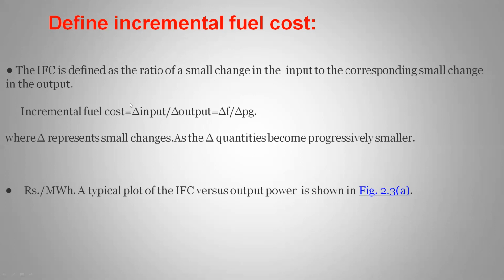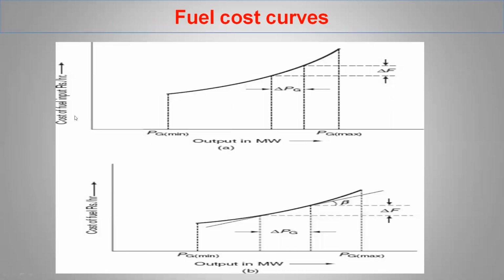What is the input in a thermal station? Fuel. Delta F by delta power generation. Output is power generation, input is fuel. Delta F by delta PG. This delta represents small changes, as the delta quantities become progressively smaller. So this is the incremental fuel cost.